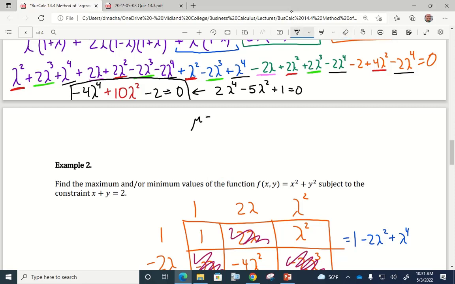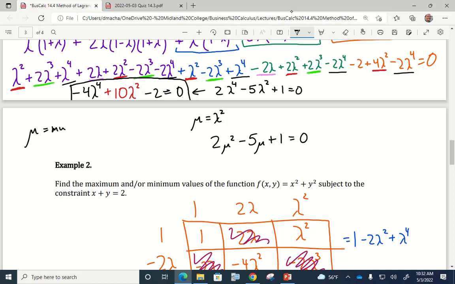I'm going to make a little substitution and say that mu is equal to lambda squared. Mu is also a Greek letter. That's a lowercase Greek mu. And so if I make the substitution mu is equal to lambda squared, then I have 2 mu squared instead of lambda to the 4th, minus 5 mu instead of lambda squared, plus 1 is equal to 0. That's a quadratic equation, so I can use my quadratic formula.